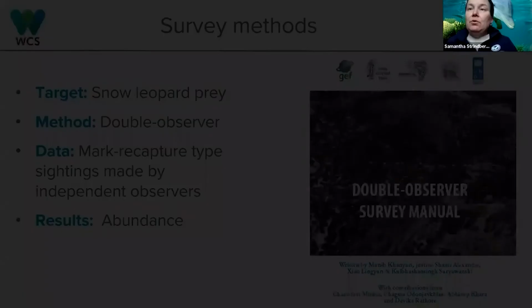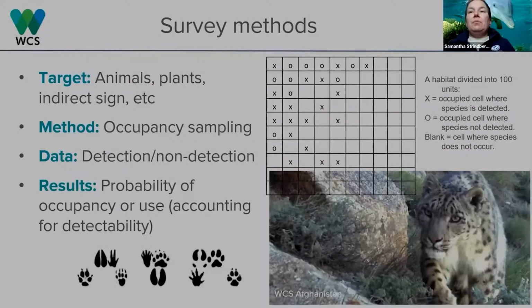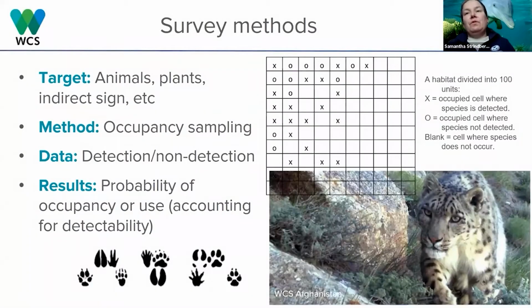Another method that could be useful over larger areas, where maybe you don't have the resources to do camera trapping or to do the targeted prey monitoring, is something like occupancy surveys. They're based on detection, non-detection data, possibly just of indirect sign or even through questionnaire surveys of members of the communities living in the area of interest. And depending on the size of the grid cells, or however you decide to define the sampling unit, you'll end up with a probability of occupancy or use.